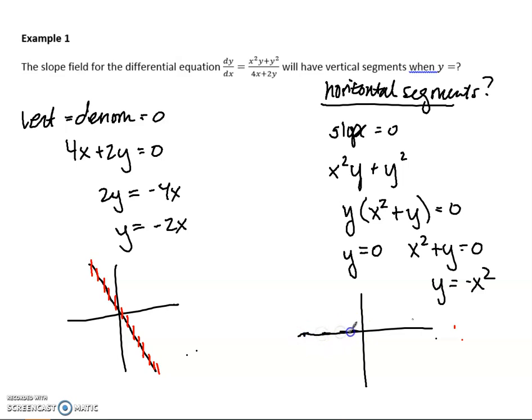Y equals 0 is here, so kind of along this x-axis. I would expect to have a horizontal slope there. And then I would expect to see a horizontal slope anywhere that looks like negative x squared, which you guys know looks like this downward facing parabola. So you would expect to see a bunch of horizontal slopes in kind of the shape of a parabola, right? And they're all horizontal. And then other stuff happening around that. But these zeros and these vertical slopes are really helpful when you're trying to match up a slope field.